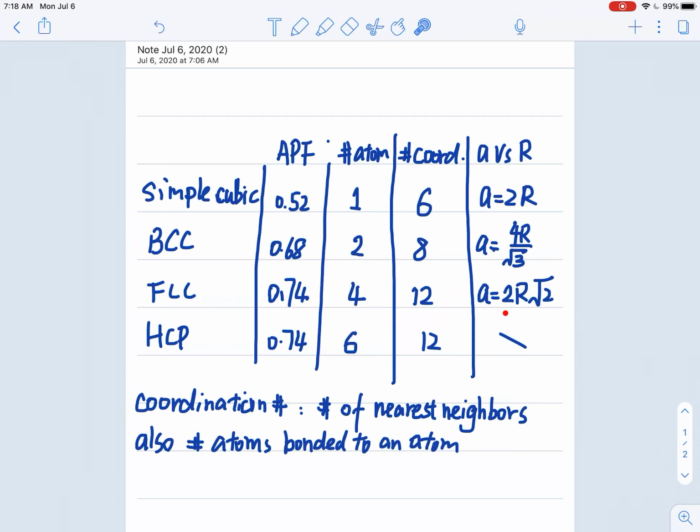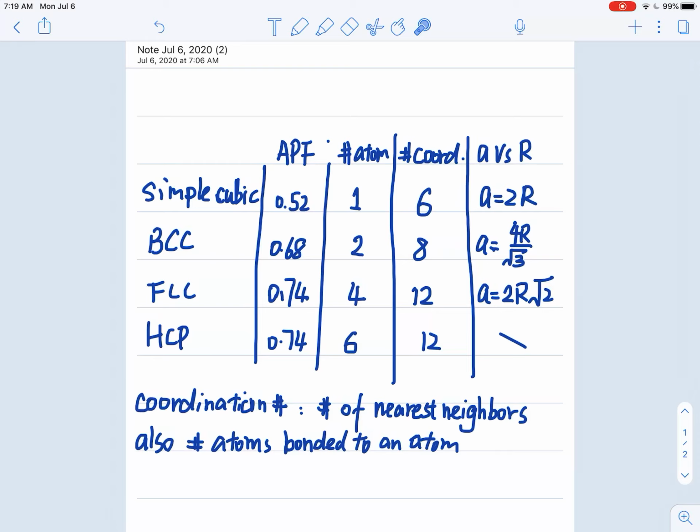And for FCC, the relationship between a and R is a = 2R√2. And as you can see, we don't have a relationship between a and R for HCP. That is because when we have a hexagonal crystal structure, we have a top layer and a bottom layer. There's a length for the hexagon, and also there's a height c. So we don't have a relationship between a and R here.